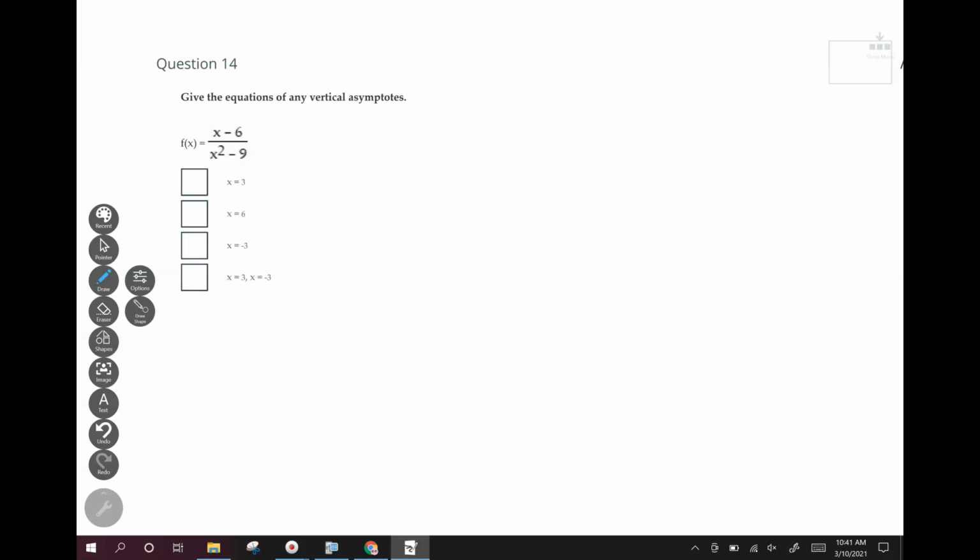On number 14, same thing, except you have to do the factoring first. This would be x minus 6 over, this is difference of squares, so it factors into x minus 3 and x plus 3. Now set those factors equal to 0 and solve for x. You should get positive and negative 3. You can also do this particular one by adding the 9 over and then taking the square root. But don't forget the plus or minus there when you take the square root. So x equals plus or minus 3. So either way, we get positive and negative 3.